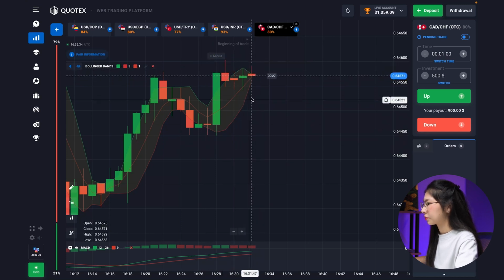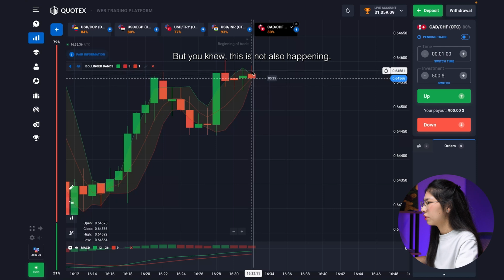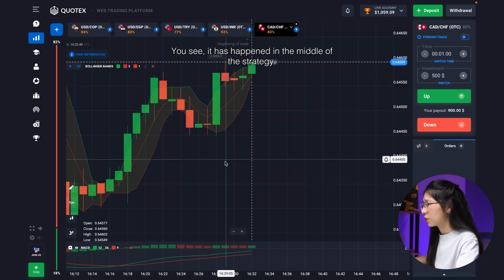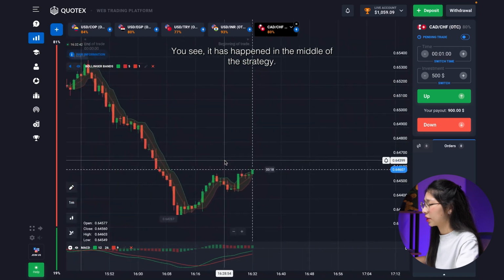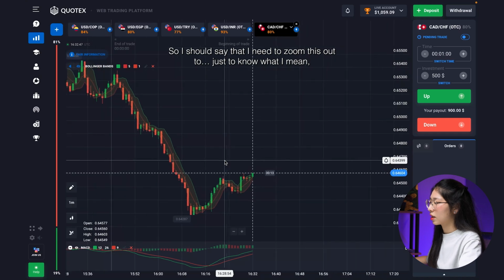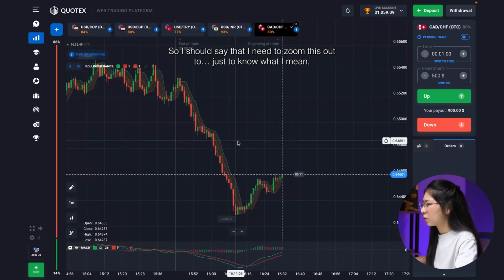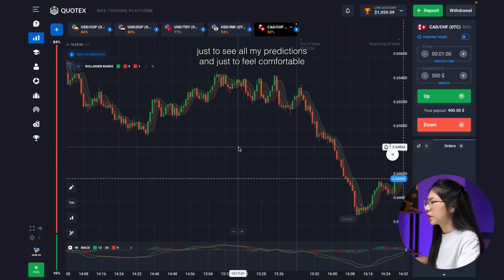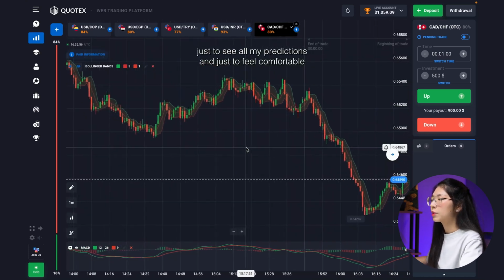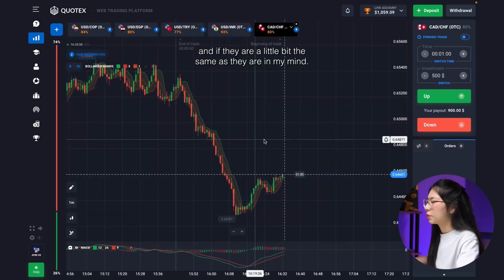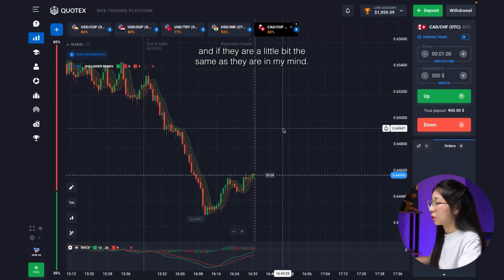But you know, this is not also happening. The situation is trembling many times. You see it has happened in the middle of the strategy, and I should say that I need to zoom this out just to know what I mean. Just to see all my predictions and just to feel comfortable if they're going a little bit in the right direction and if they're a little bit the same as in my mind.